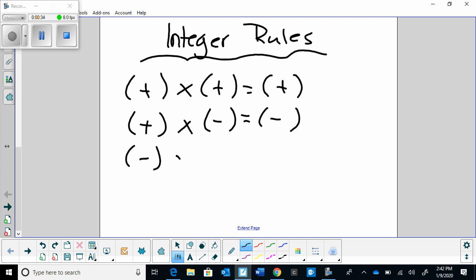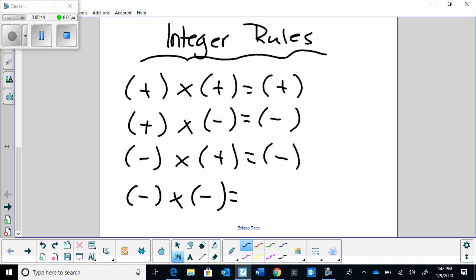A negative times a positive is going to be negative. And then finally, a negative times a negative is going to be positive. So if you think of examples that we did in class together, or from our previous video, I'll use that example. 3 times 5, well, that's going to be positive 15. That's usually what we're used to seeing. Two positive numbers give you a positive result.